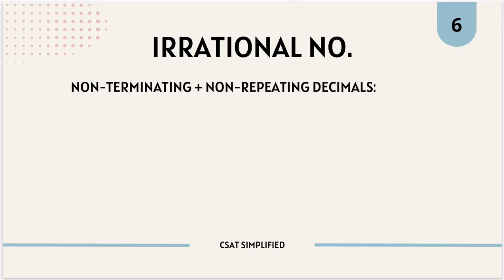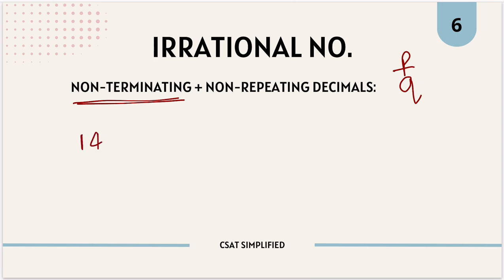An irrational number is that which cannot be represented. Just take the negative, or the totally opposite, of the definition of rational numbers. An irrational number is a number which cannot be represented in the form of P by Q. Correct? And how can we say if a number is irrational by looking at the decimal? First thing, it is non-terminating.